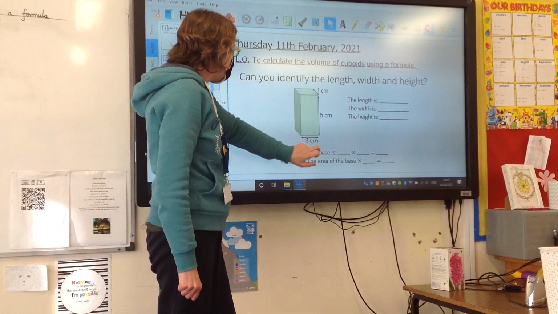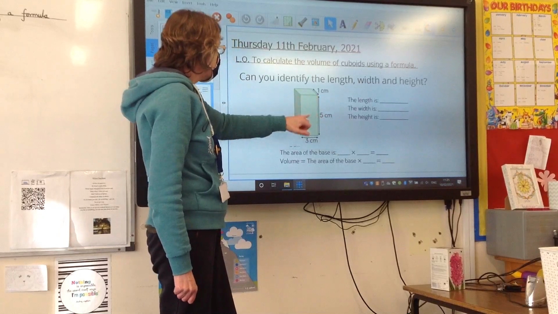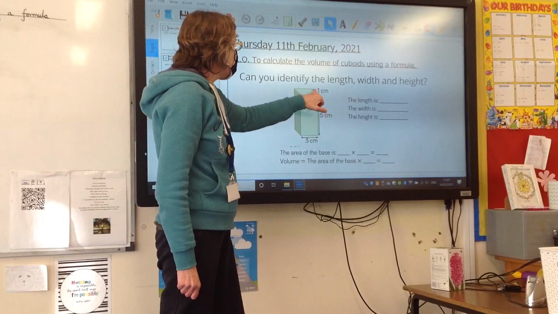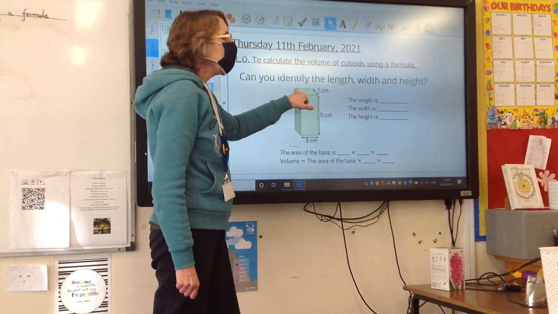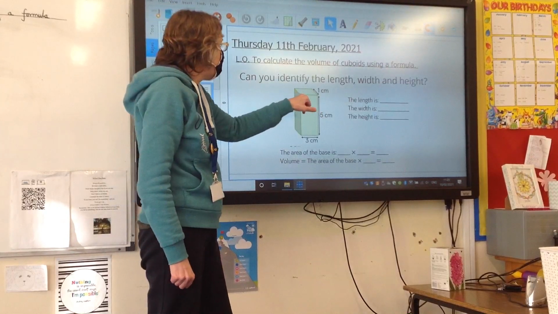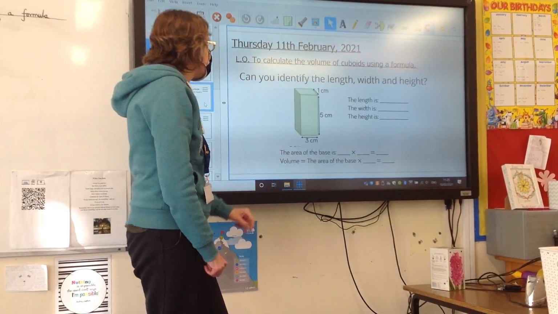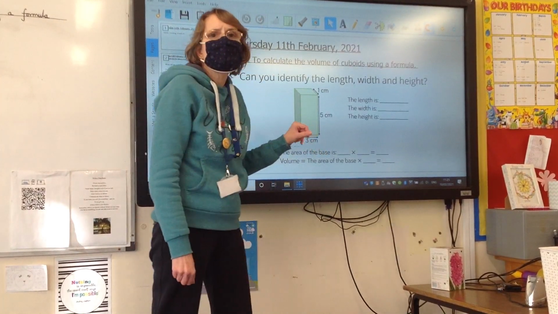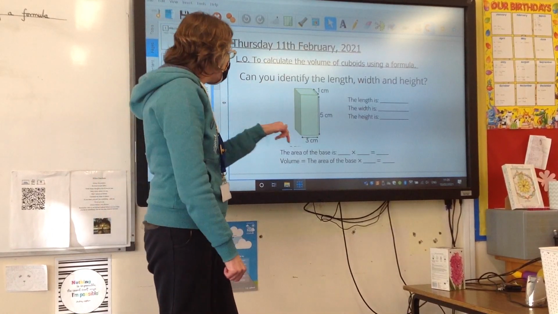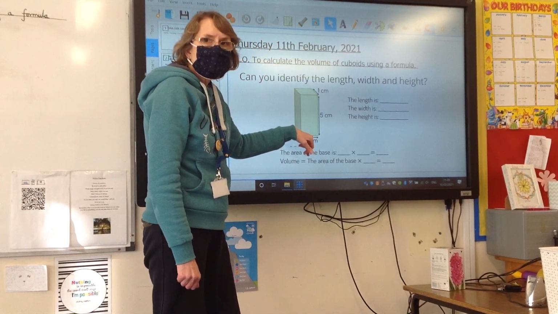Okay? So if you're calculating the area of the base, it will be 3 centimetres, which is the same as that, by 1 centimetre. So what would the actual base be? What would the area be? Just be careful. 3 centimetres by 1 centimetre. It would be 3 centimetres squared, wouldn't it? Length times width. Area equals length times width. Okay? So that base is 3 centimetres squared.